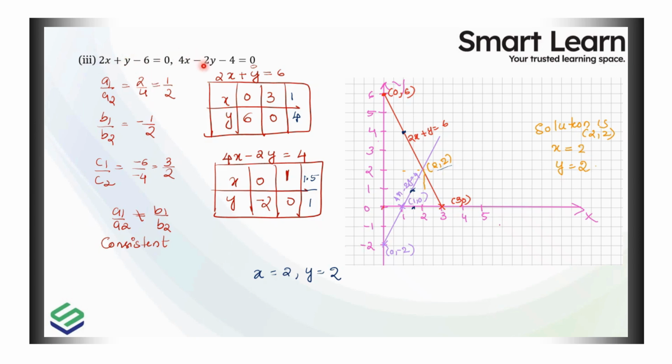Now, here also you check children, a1 is 2, here 4, so 1 by 2. Here 1, here minus 2, so minus 1 by 2. By this what you understand is a1 by a2 is not equal to b1 by b2, which means they are consistent. So you have to plot the graph. Here only one solution you will get, that is 2 comma 2. So the solution is 2 comma 2, x is 2, y is 2.